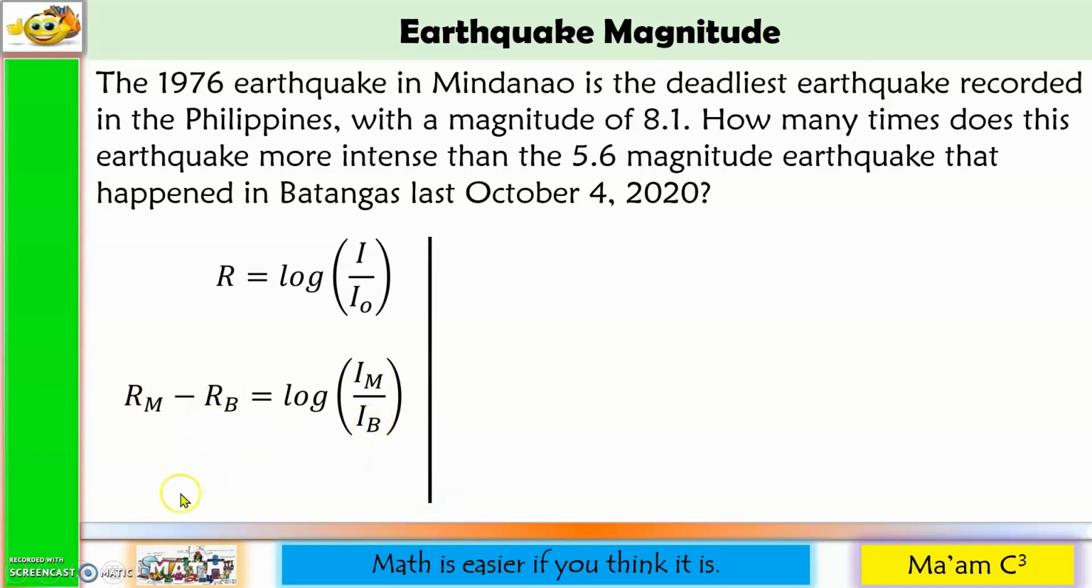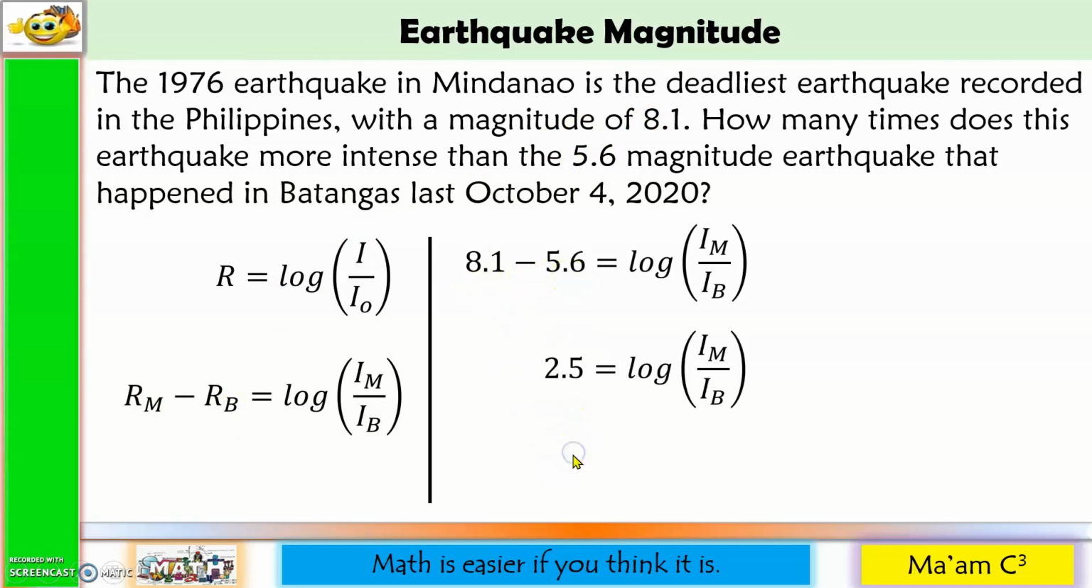So let us substitute. The magnitude of the earthquake in Mindanao is 8.1, and the magnitude of the earthquake in Batangas is 5.6. 8.1 minus 5.6 is 2.5. Let us convert this into exponential form. So the base here is 10. So 10 raised to 2.5 is equal to I sub m over I sub b.